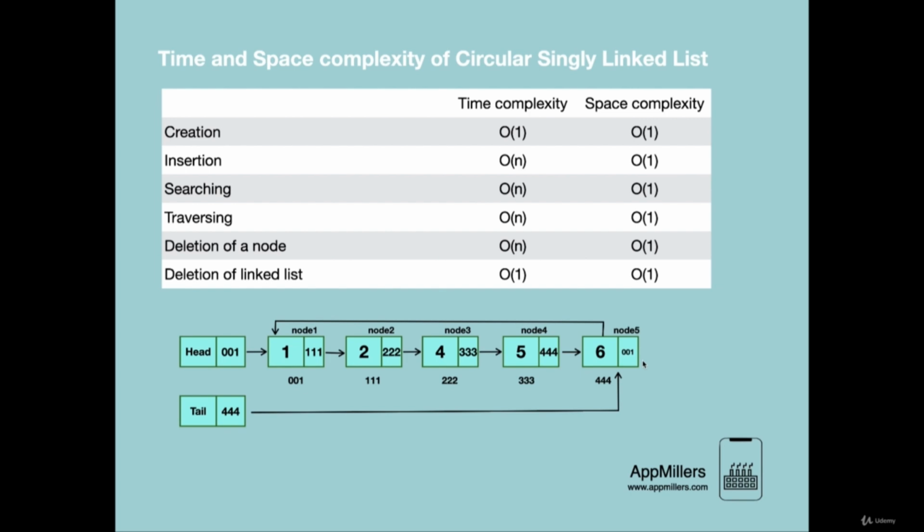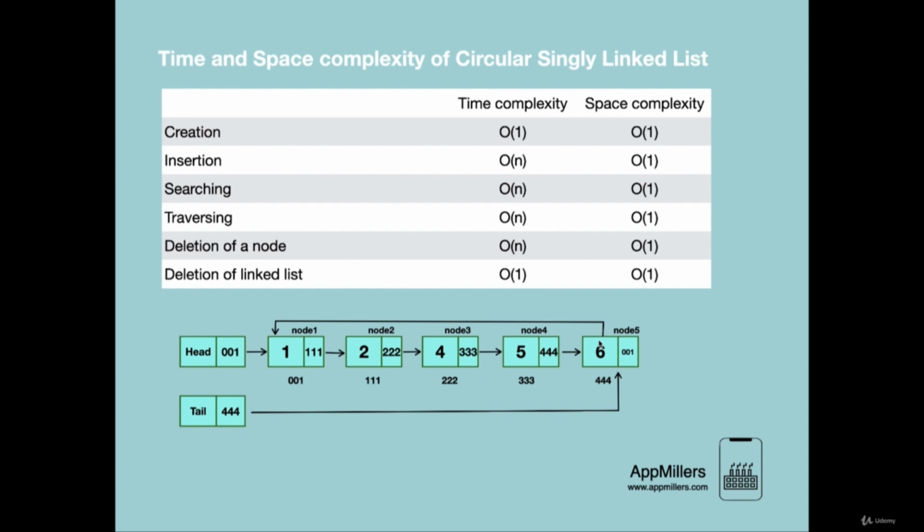Now the next operation is traversing. We know that traversing through any given collection means that we are visiting each and every element of this collection until we reach the end. So when we traverse through circular single linked list, we are visiting each element of the list until we reach the last node. This takes O(n) time complexity. The space complexity here is also O(1) because additional memory is not required and we are not creating anything in memory.